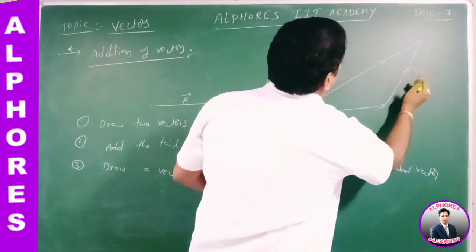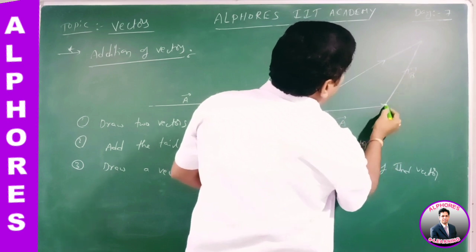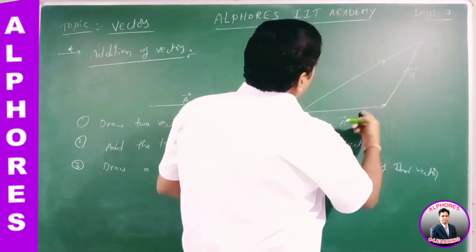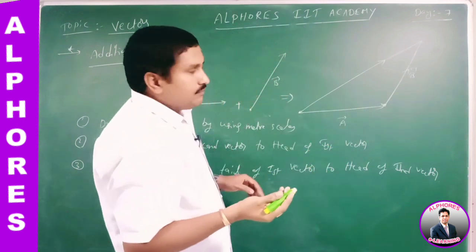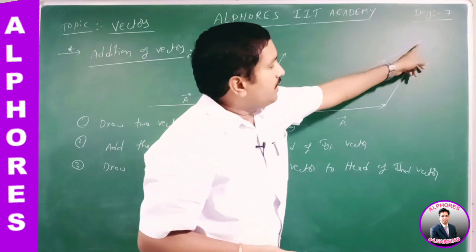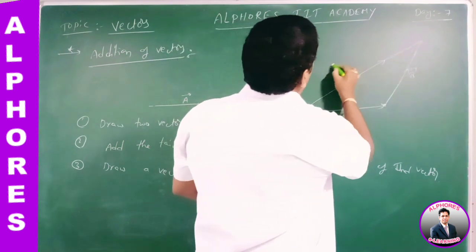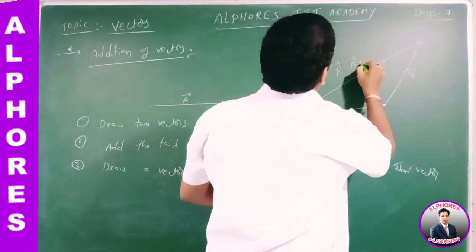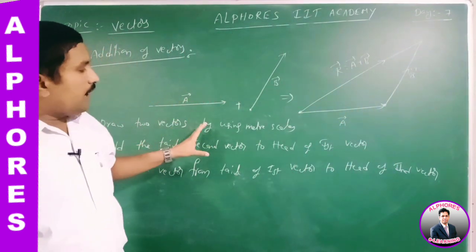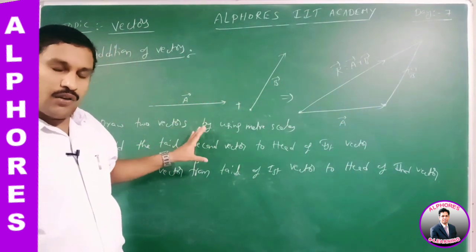Now, the tail of B bar is added to the head of A bar, and after adding these two, we have to draw another vector from the tail of the first vector to the head of the second vector, which gives the resultant R bar. R bar is equal to how much? A bar plus B bar. So this is the actual mechanism to add two vectors.